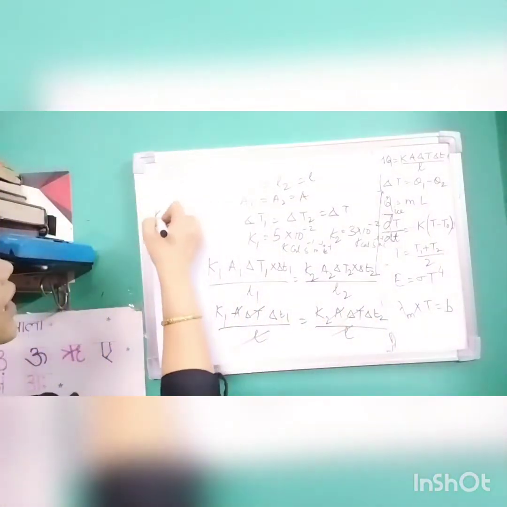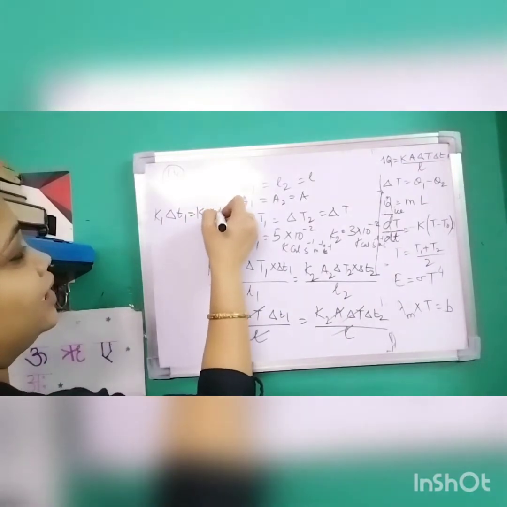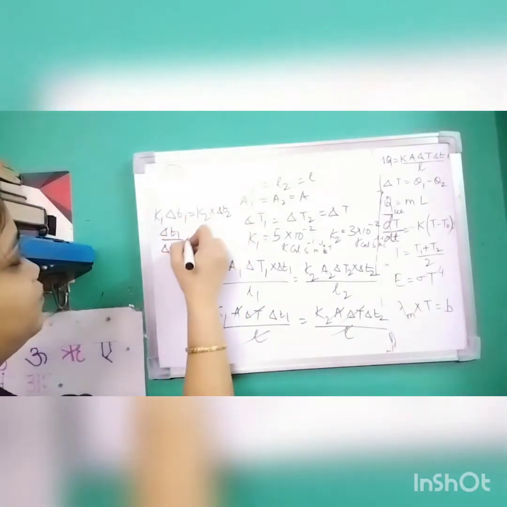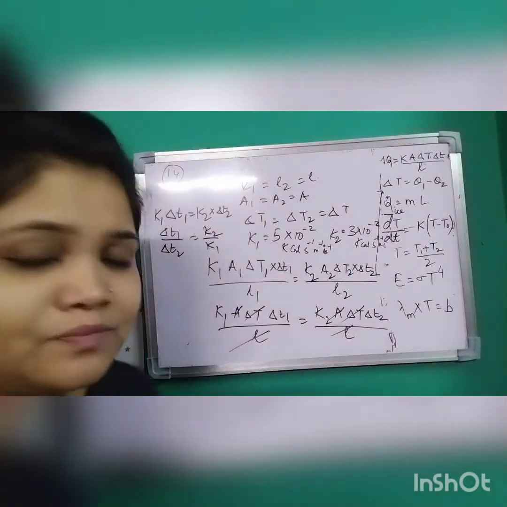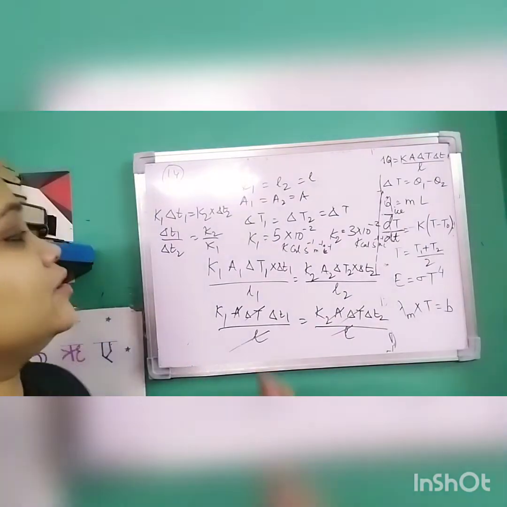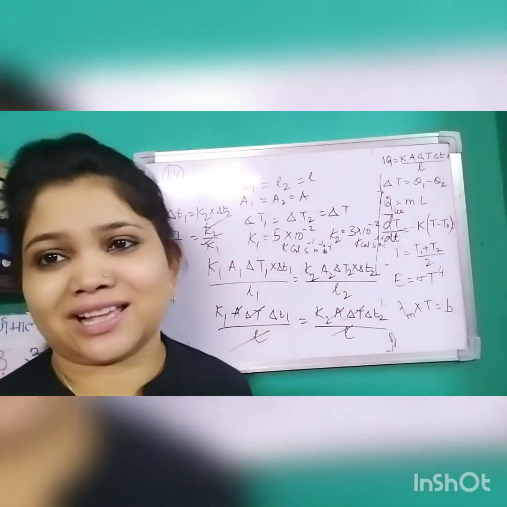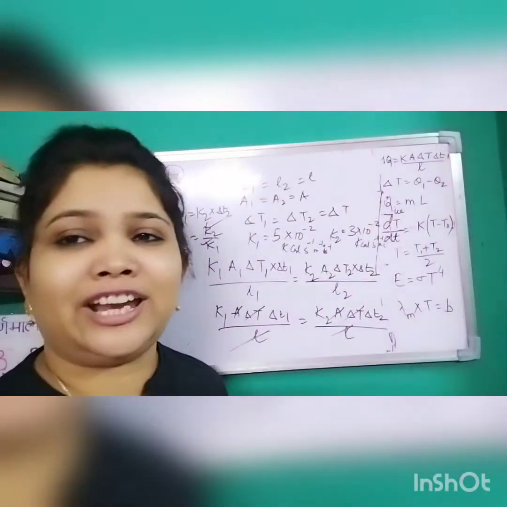What are we left with? K1 t1 is equal to K2 into t2. So t1 by t2 will be nothing but K2 by K1. Just solve it. Put in the values. You know the value of K2 and the value of K1. Put them in and you get the answer for t1 by t2. So it's a very easy sum.